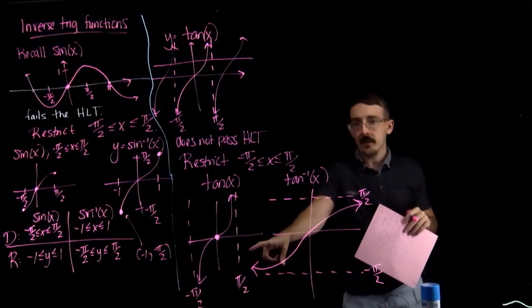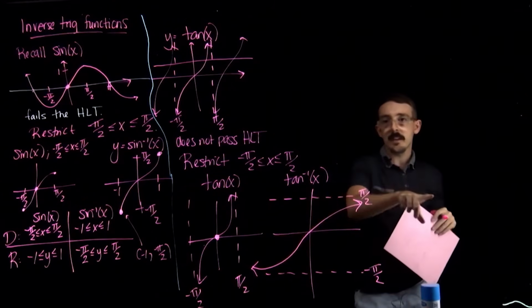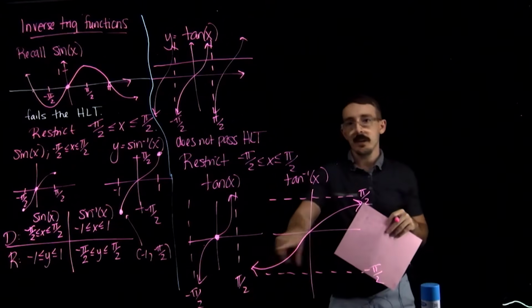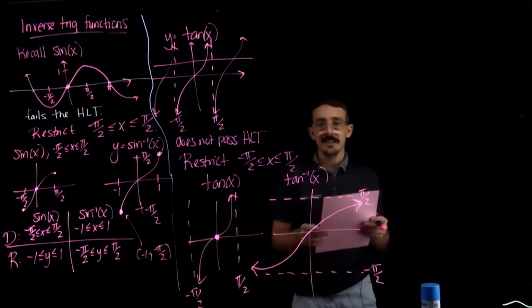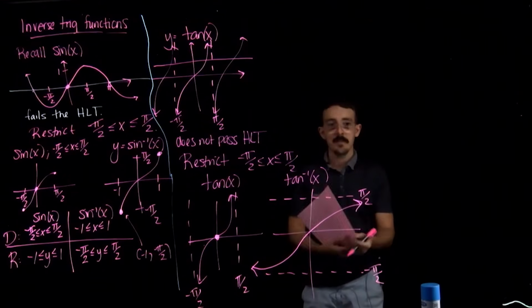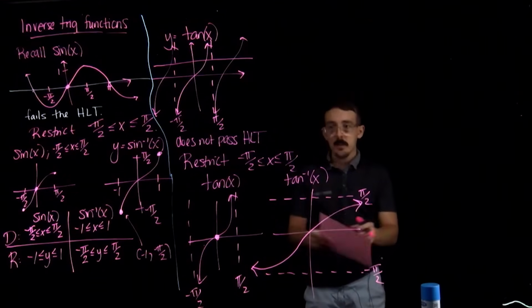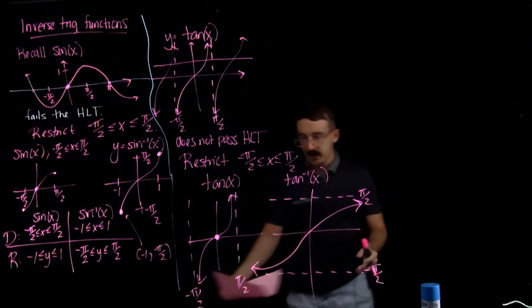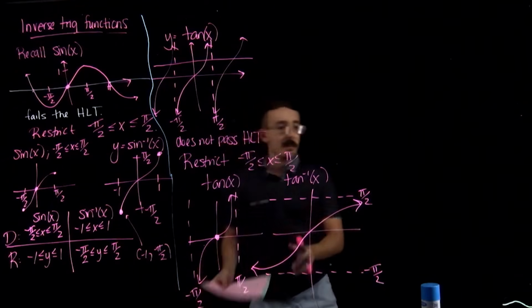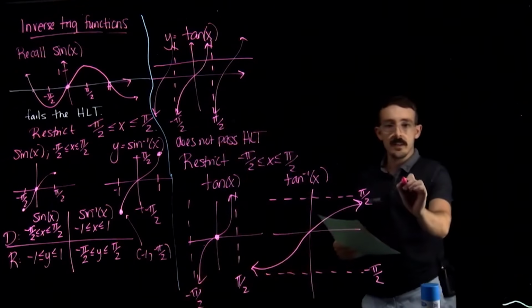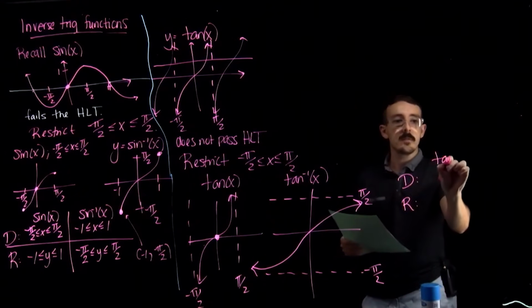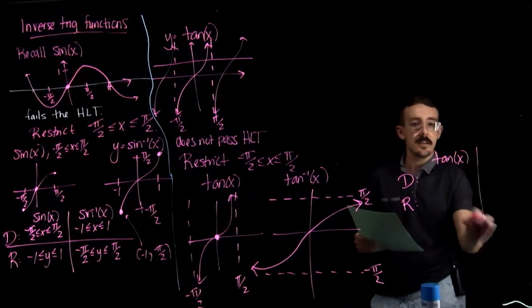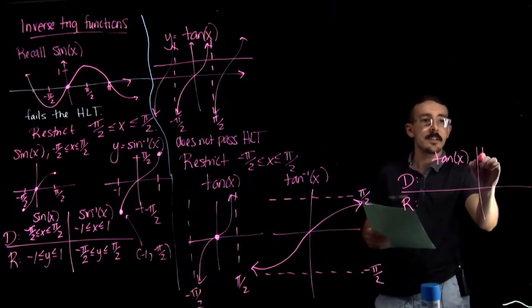So we go from negative infinity all the way to positive infinity. We can plug in any value we want. Basically, we've taken this graph and just turned it on its side for the most part. And if we wanted to, we could look at the domain and range of this one as well. So let's do that over here. So domain and range. Here's the restricted tangent graph, and here's tangent inverse.